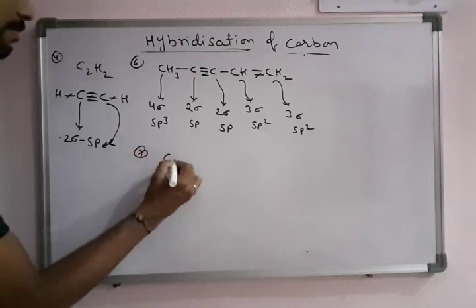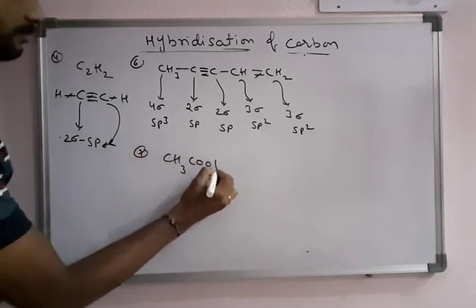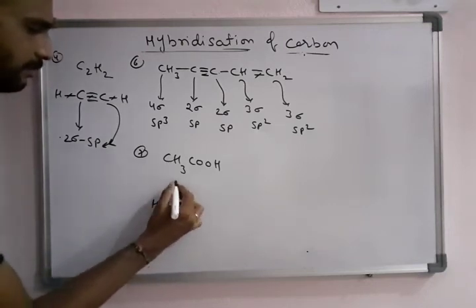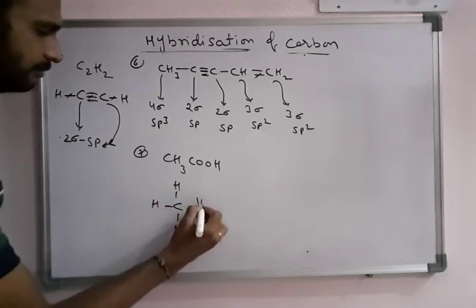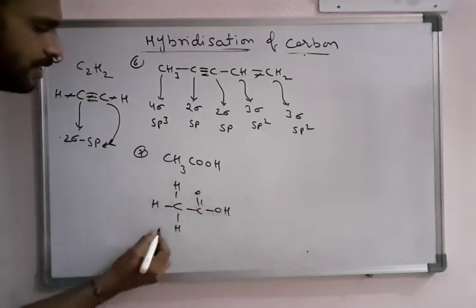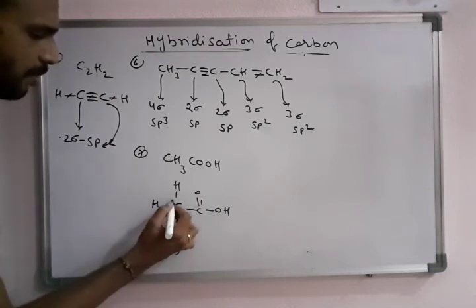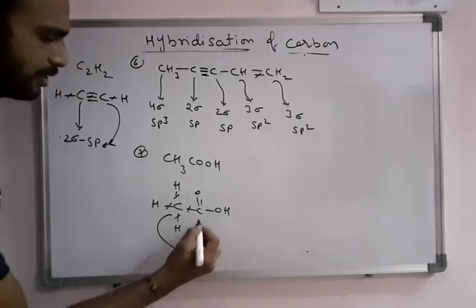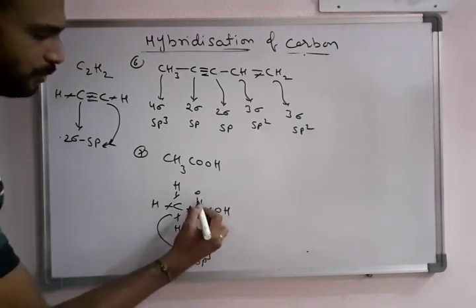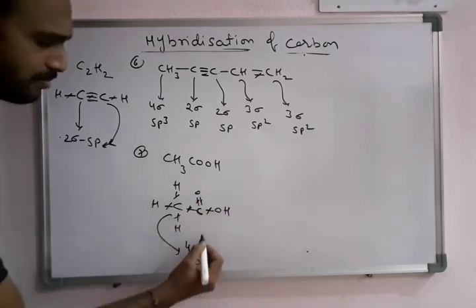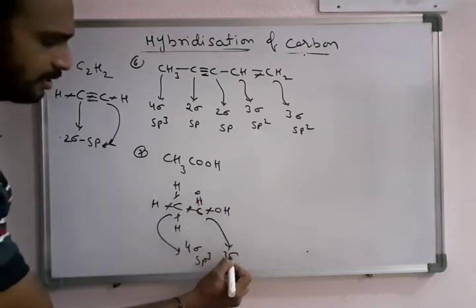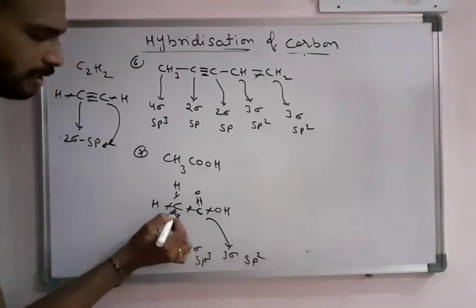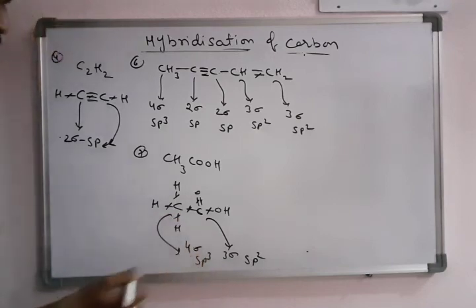And now we see some more examples. Also acetic acid. In acetic acid, the structure is like this. So what about this carbon? How many sigma bonds does this carbon have? It has 4 sigma bonds, so it is sp3 hybridization. Whereas this carbon has 1, 2, and in these 2 bonds only 1 is a sigma bond. It has 3 sigmas, that is sp2. So in this compound there are only 2 carbons, and the 2 carbons have different hybridizations.